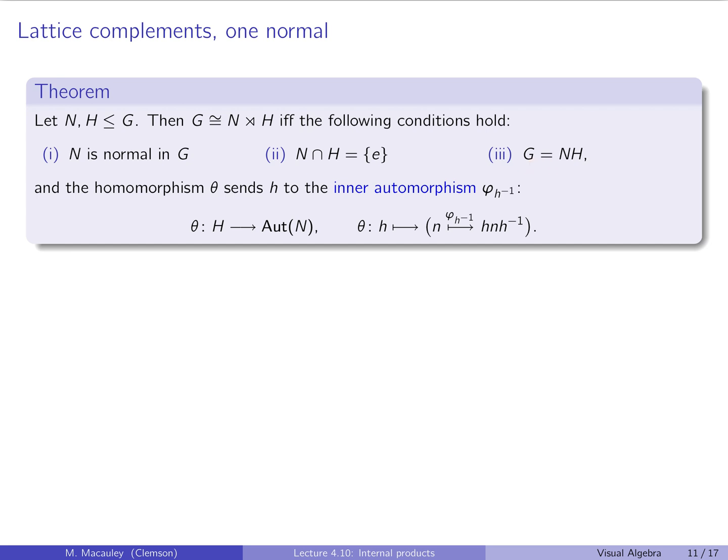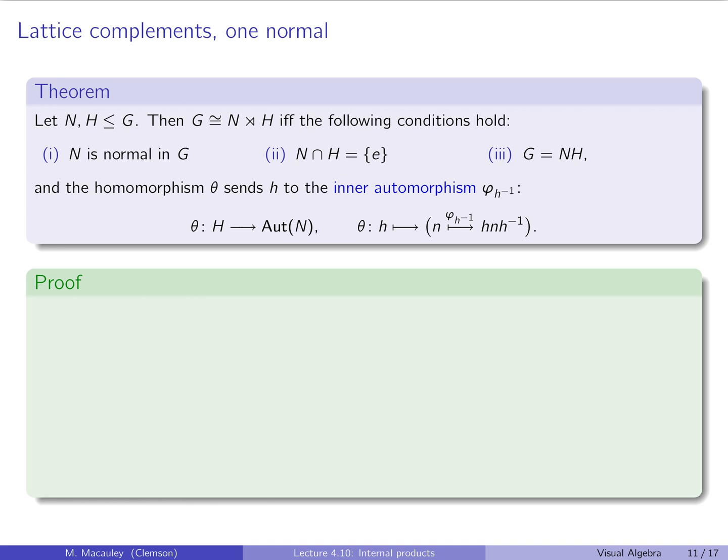In this case, if we have a semidirect product, we have a labeling map. That is a homomorphism from the non-normal group to the automorphism group of the normal group. And I claim that this is the one that sends an element h to the inner automorphism where we conjugate by h. So n gets sent to h n h inverse, and unfortunately, because we read left to right, we have to call this inner automorphism phi h inverse instead of phi h. Let's prove this. So you'll see that it'll be very analogous to the last one.